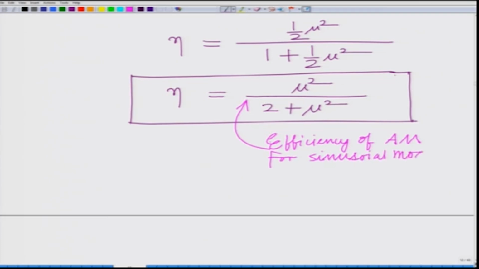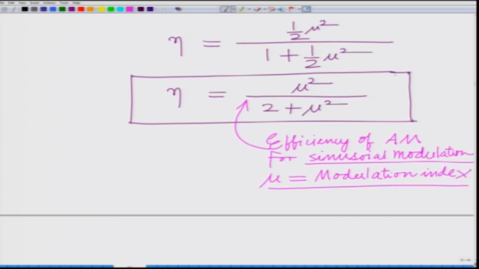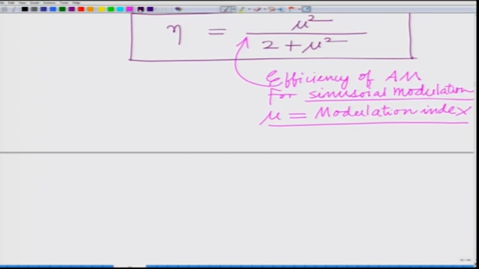This is the efficiency of AM specifically for a sinusoidal modulating signal, where mu is the modulation index, all right, correct. And also now realize that if you look at this expression, eta equals mu squared divided by 2 plus mu squared.